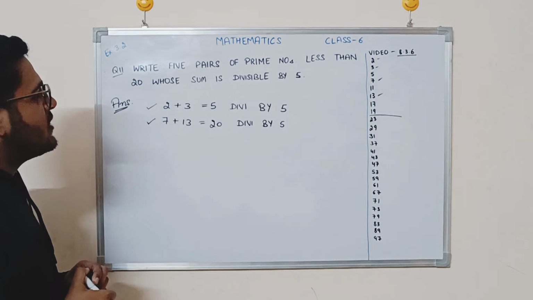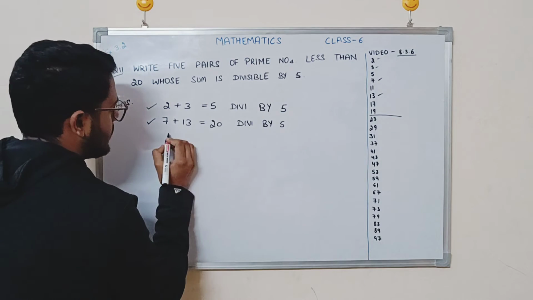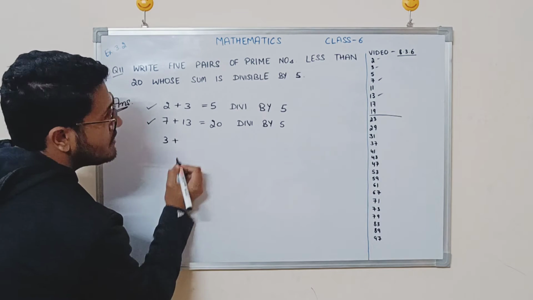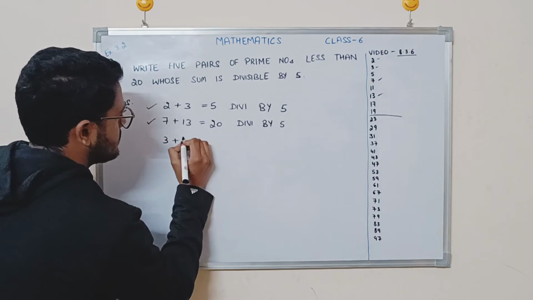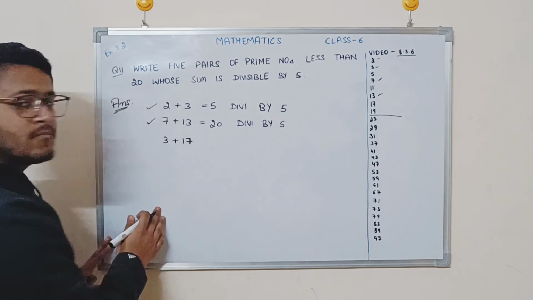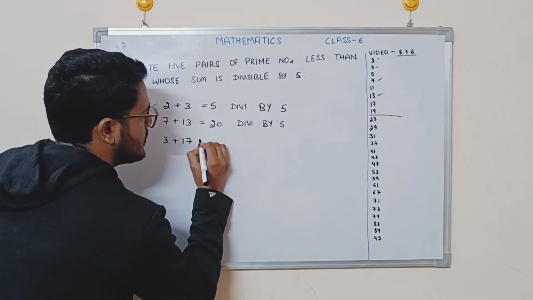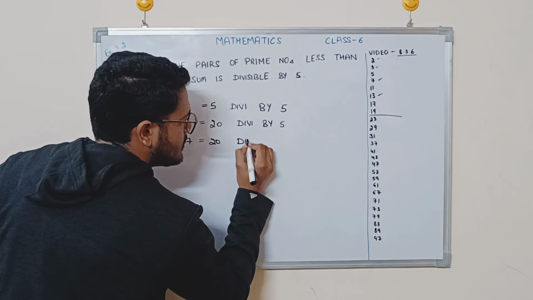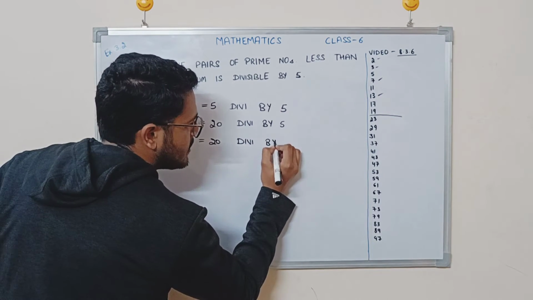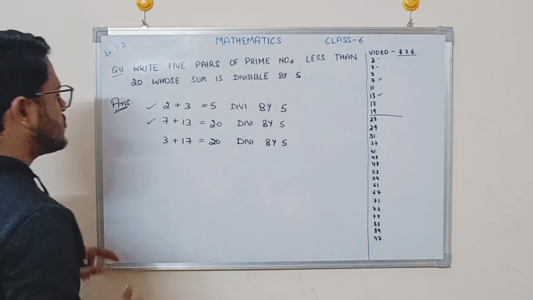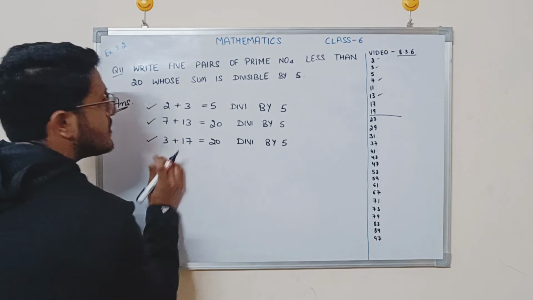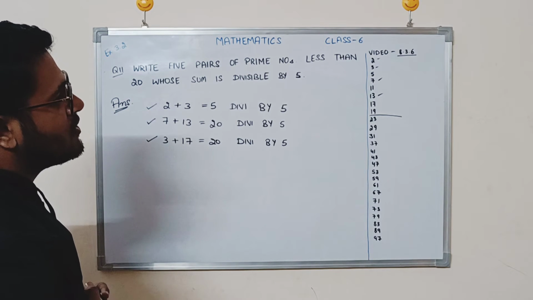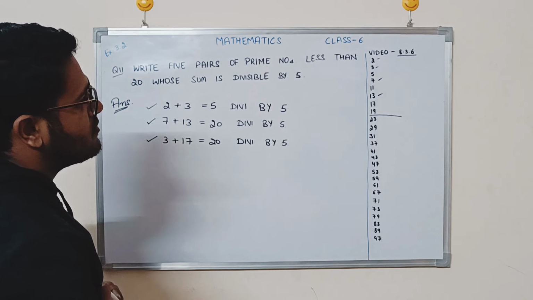So let's try another pair. Let's try 3 and let's try 17. 17 plus 3 is what? Again 20, and it is divisible by 5. So we have 1, 2 and 3 pairs. Now find other pairs. What can be the other combination?